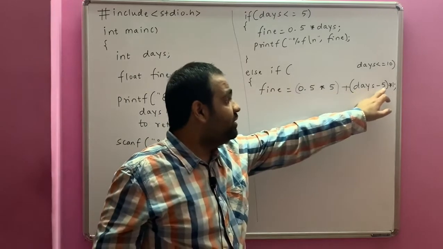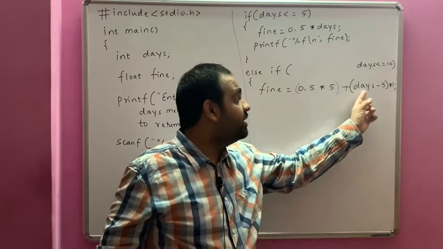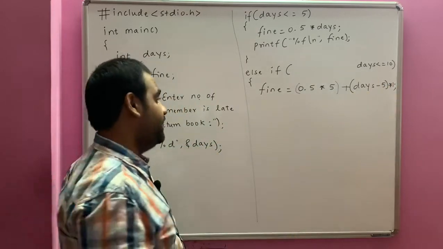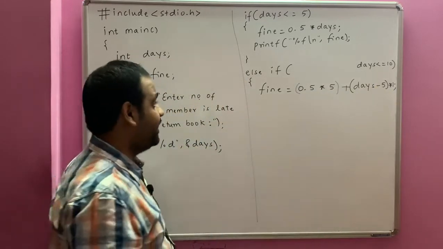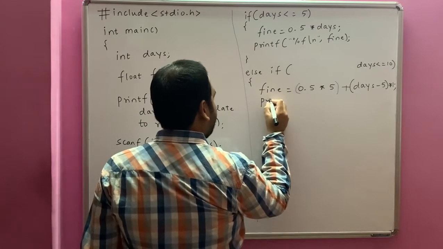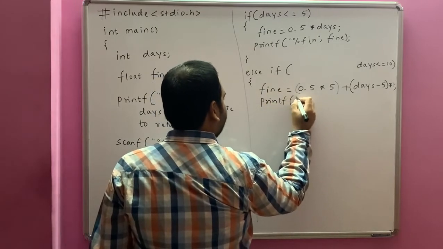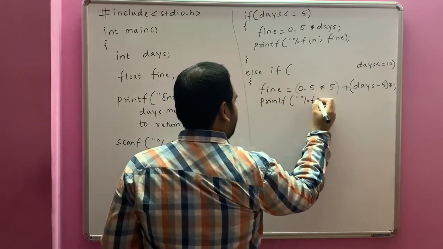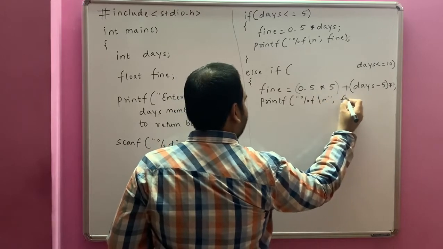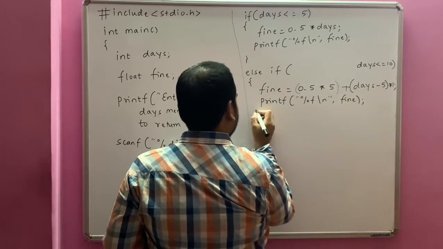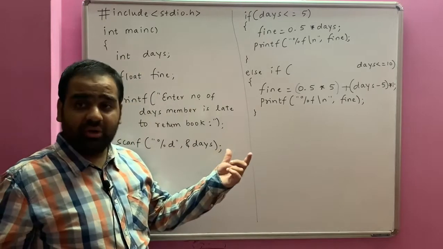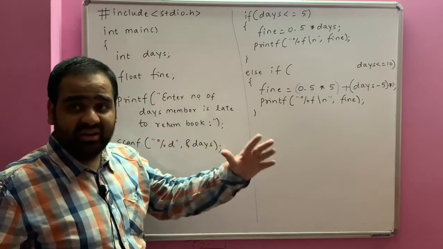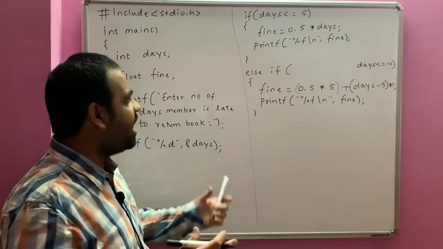Days is 7. 7 minus 5 is 2. 2 days are remaining. For those 2 days, 1 rupee per day. Now, it is 2.5 plus 2 is 4.5 rupee as the fine. And I can write here printf percentage f slash n comma fine, which is 4 rupee 50 paisa. Now let's say the number of days to return the book late is between 11 and 30. Let's take it as 13 days as an example.